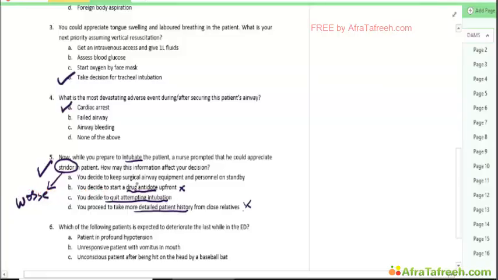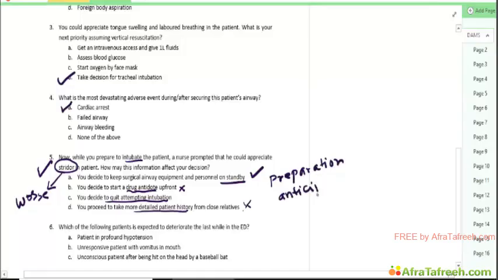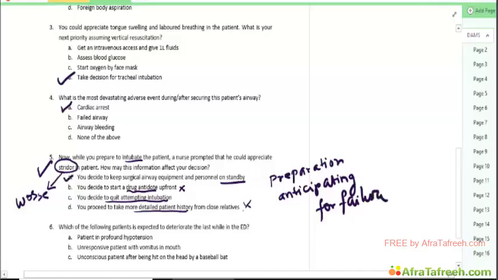You decide to keep the surgical airway equipment and personnel on standby. This is a very important part of one of the steps for intubation, which is called preparation and anticipating for failure. This would be a very important thing. So the answer would be to keep the surgical airway equipment and personnel on standby.